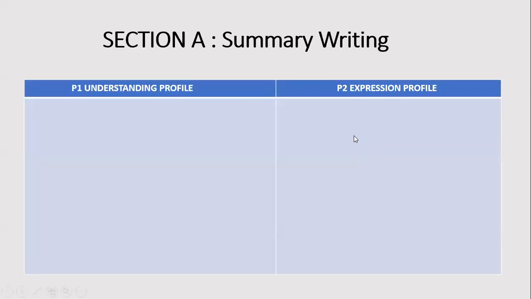So, all right. Section A, we know section A is summary writing. We have understanding and expression. Right. Profile 1 and profile 2. Profile 1, we see content. Content is only 5 marks in summary writing. And I know you might have expected more marks because the entire section is 25 marks. But profile 1 only gives you 5 marks. So your aim really is to get 5 marks. You have to get total marks in this section.